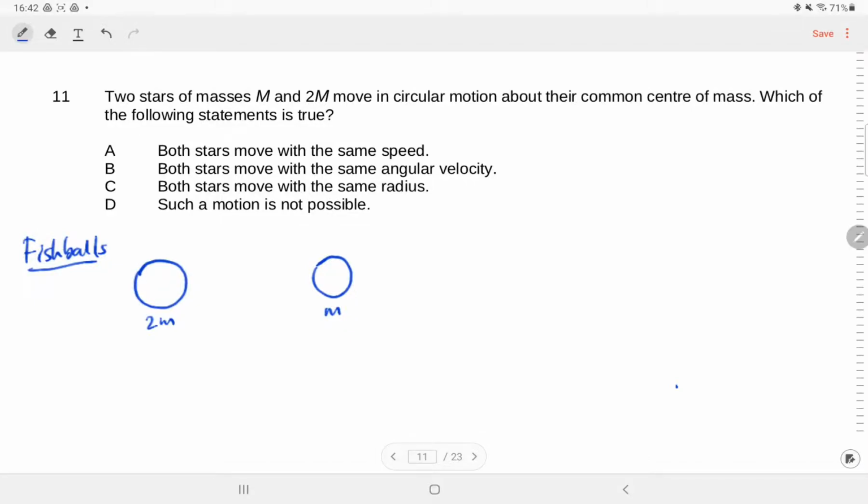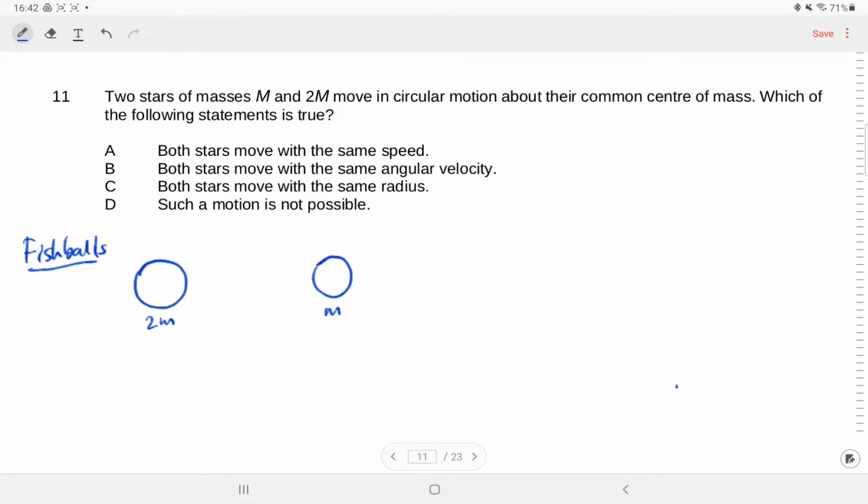Question 11. We have two stars, mass m and 2m, going in circular motion about their common center of mass. Now, this system is actually different from our usual orbiting motion, because both stars are in orbit and they are not orbiting about a certain particular massive object, because both of them are really massive already. Instead, they are orbiting about a point in empty space, which is their common center of mass.